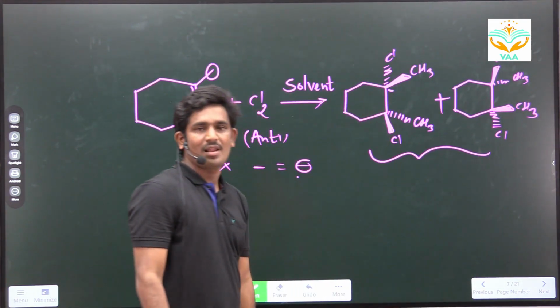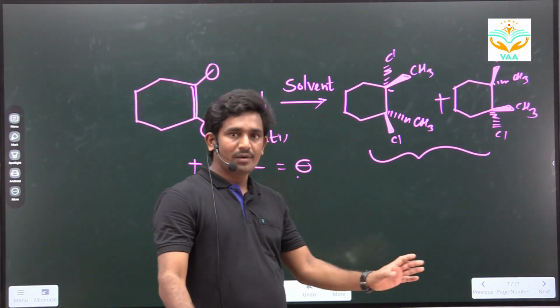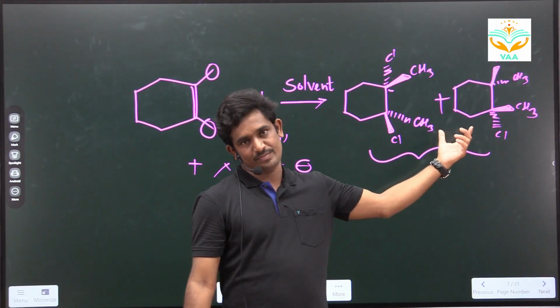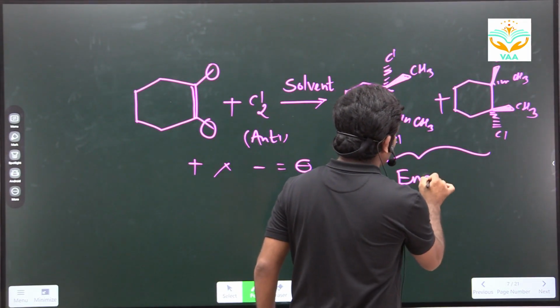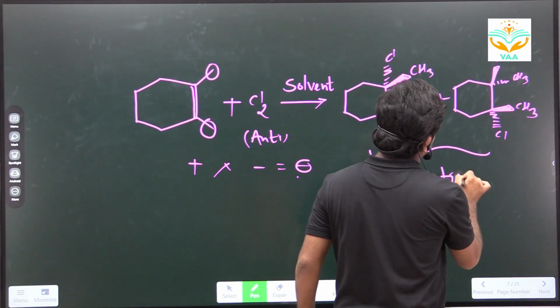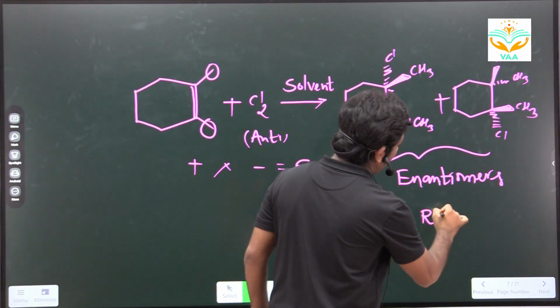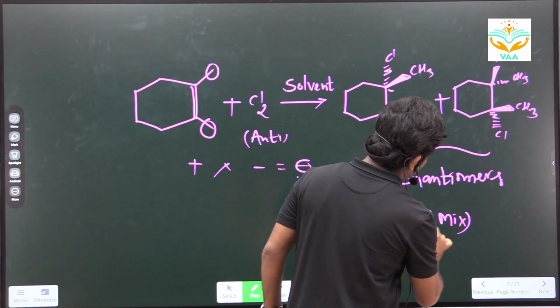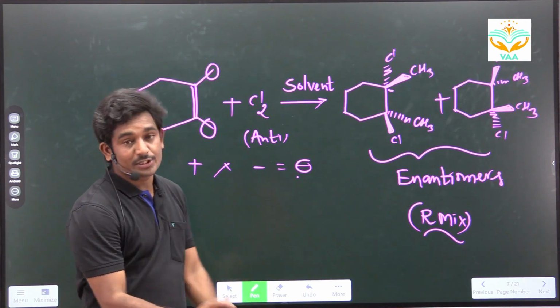So again, what is the relation between them? Are they identical? Are they enantiomers? Are they diastereomers? What is the relationship between them? The relationship between them is enantiomers. And equal amounts of enantiomers is called a racemic mixture. Right? Understand, no?